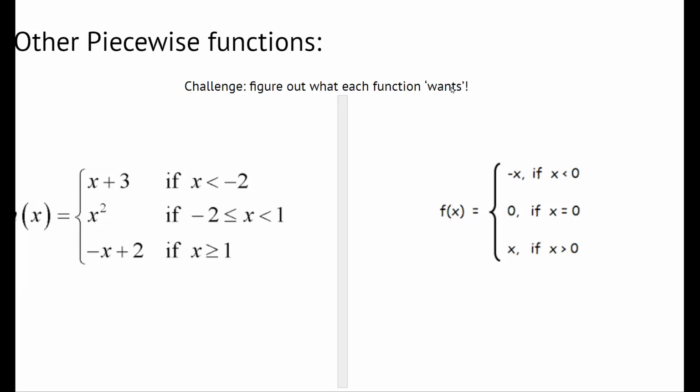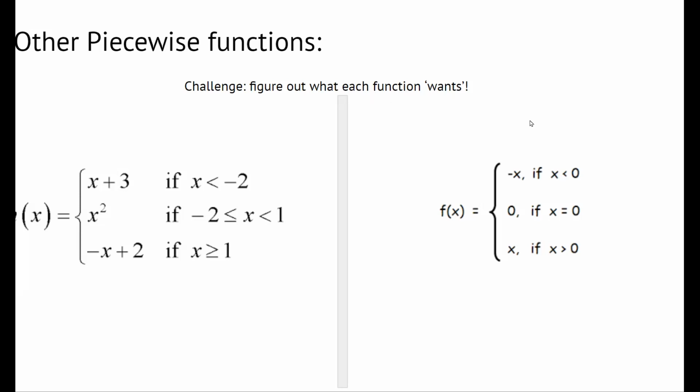And if we look at this example to the right, we can see f of x equals negative x if x is less than 0. So if x is any value less than 0, then f of x will be negative x. And then if x is 0, then f of x will be 0. So that point will be on the origin. So when x equals 0, y will be 0, and that point will be (0, 0). And then if x is greater than 0, then f of x will be x.